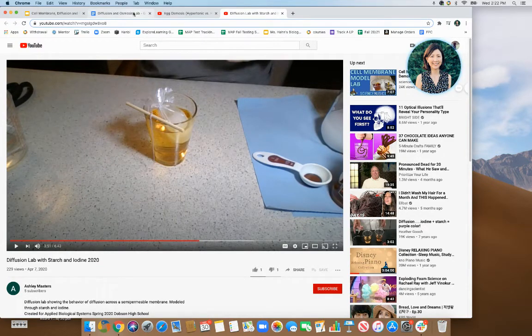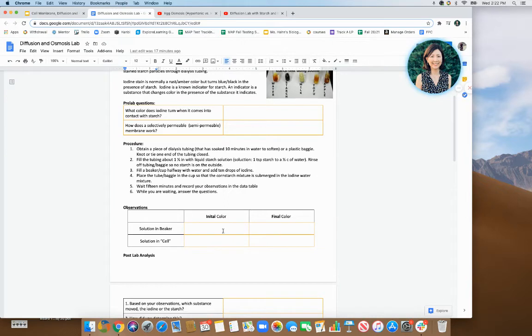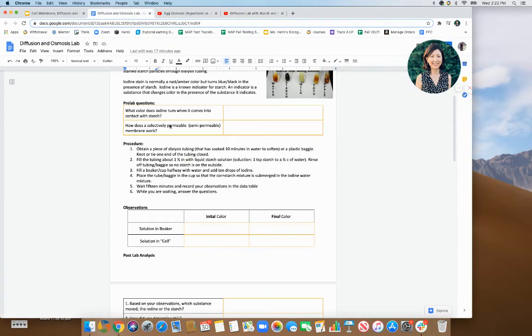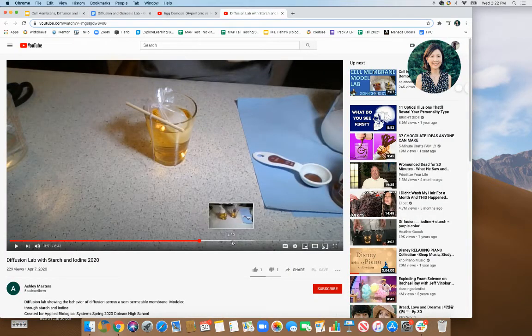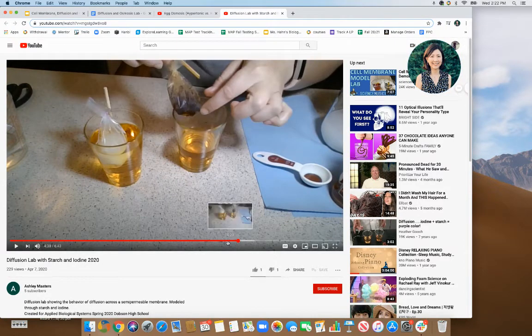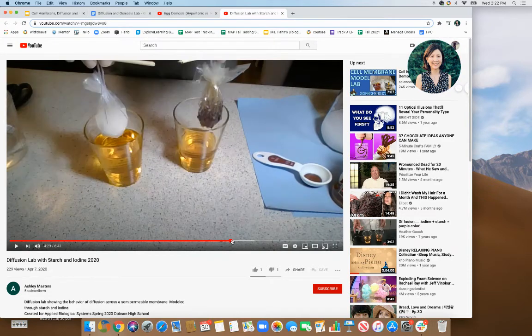And so what you need to do is take a look here and put what is the initial color of the solution in the beaker and what is the color of the solution in the cell. Okay. And then you're going to wait 15 minutes and see what happens. Okay, so here you can see, this is the before and this is the after. You can see that the starch turned black.